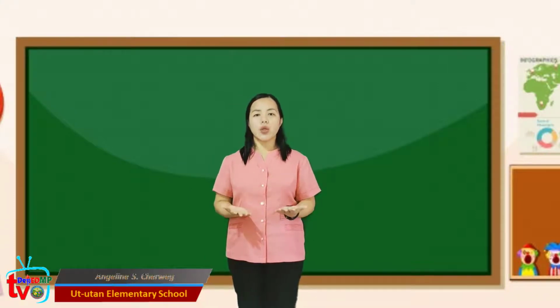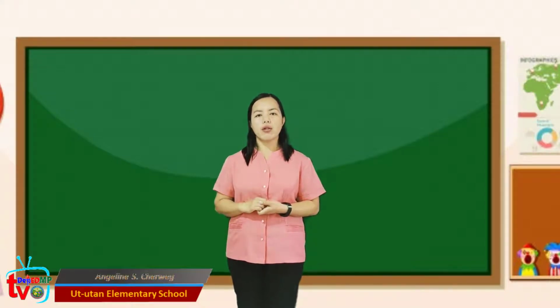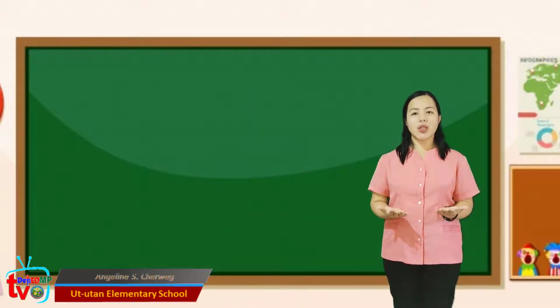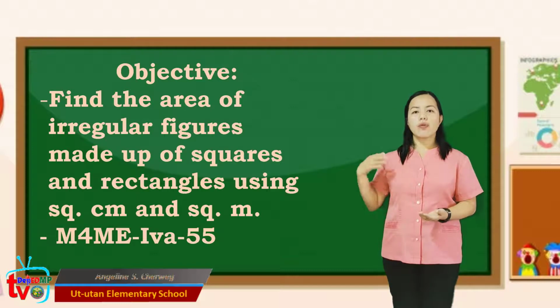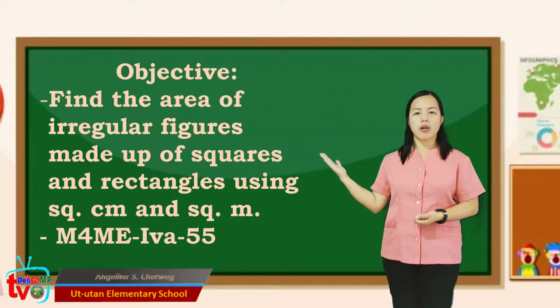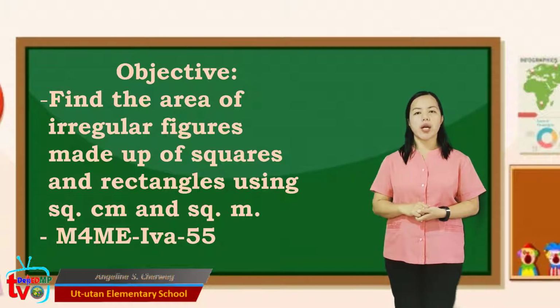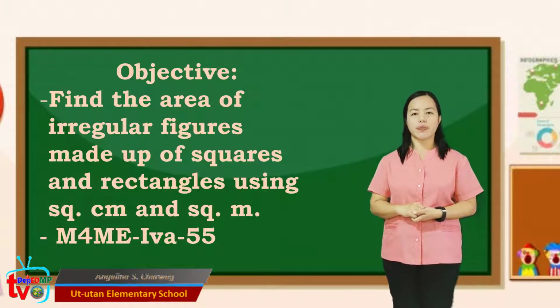In this video, you will understand how to partition an irregular figure into squares and/or rectangles to find the area of the irregular figure. After going through this video, you are expected to find the area of irregular figures made up of squares and rectangles using square centimeter and square meter.